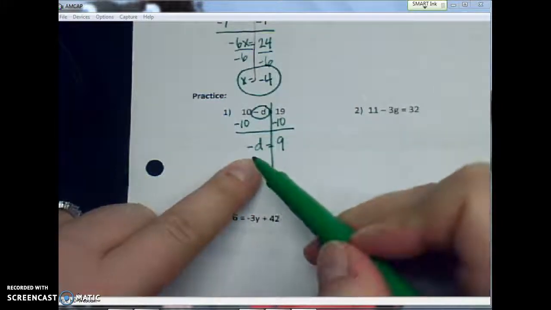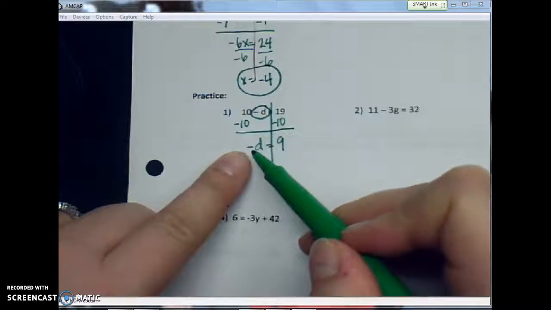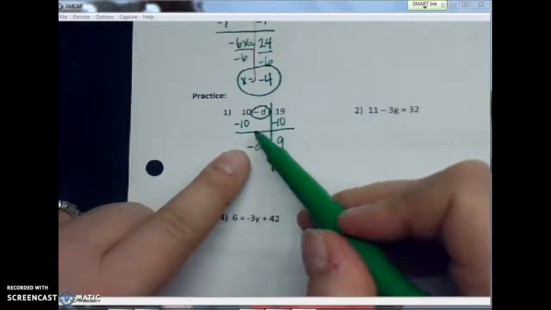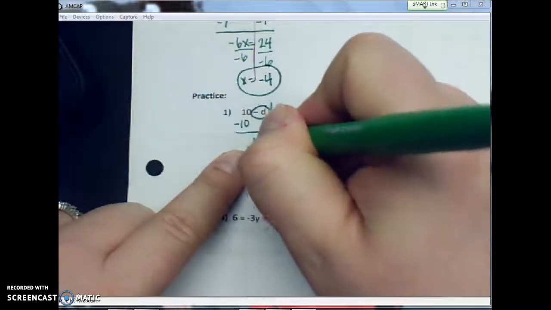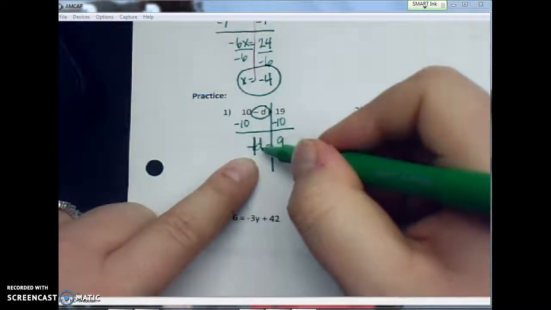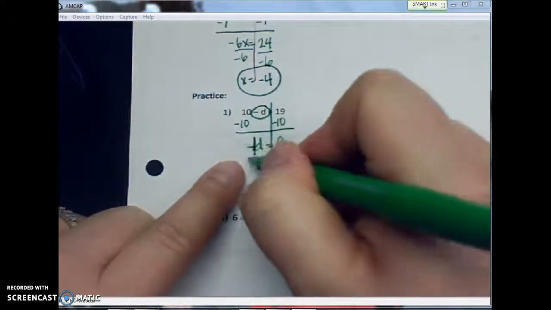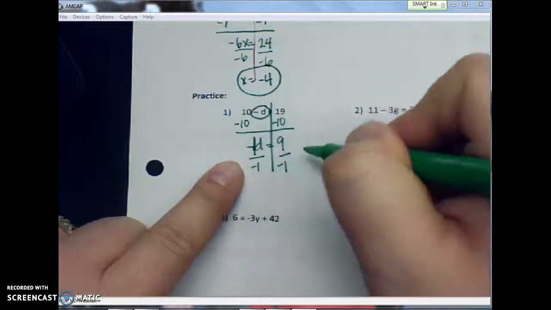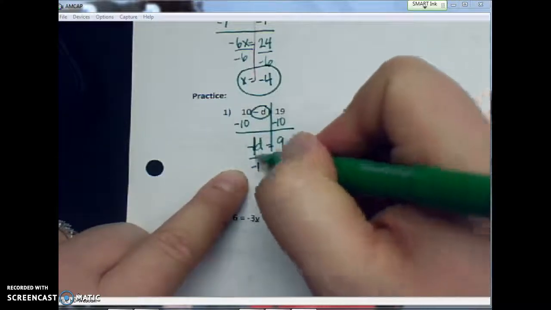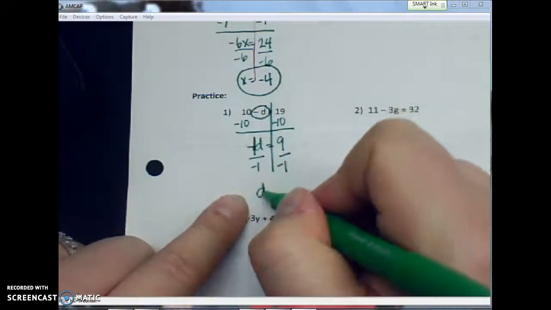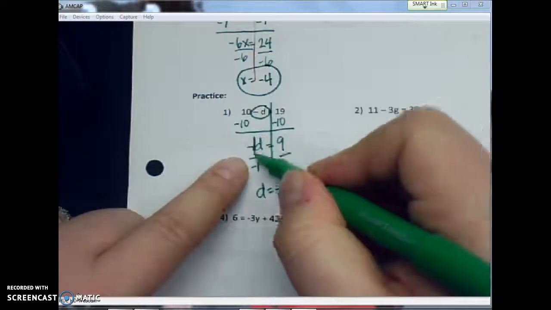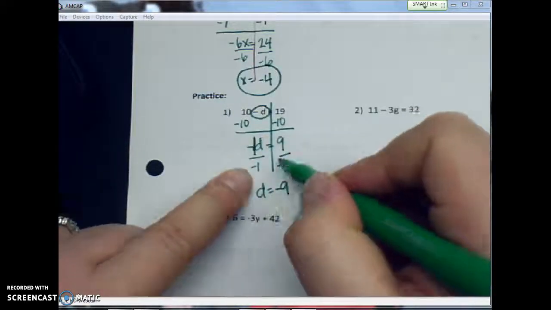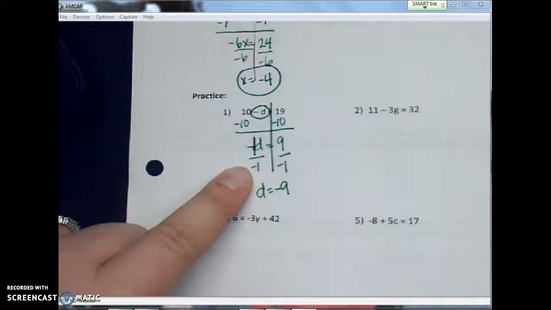Now, how do I get rid of this negative? How do I undo that negative? So we remember, if there is no number, it's actually a negative 1. So how would I undo multiplying by a negative 1? I divide by negative 1. You have to show this step. You can't just put d equals negative 9. You got to show why it's negative 9, and that's because we're dividing by a negative 1.